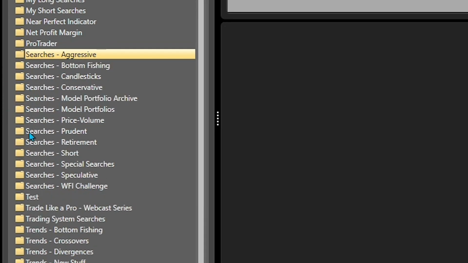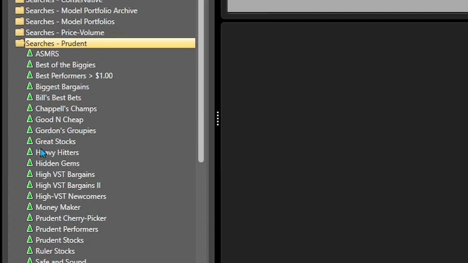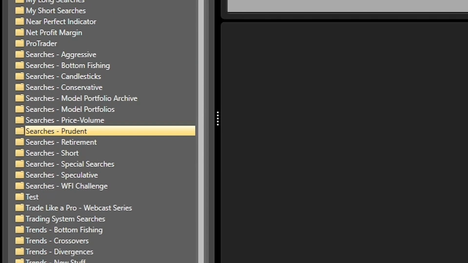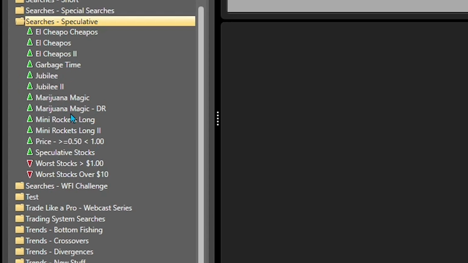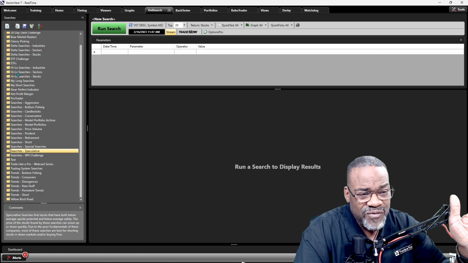Then we have Search is prudent. That's the middle of the road. I want to make money, but I don't want to take on a whole lot of risk. Well, then that becomes your prudent investors. And last but not least, if you're speculative and you want to throw caution to the wind, guess what? We have Search is speculative for you as well. So with all of that being said, all of these different searches are here.